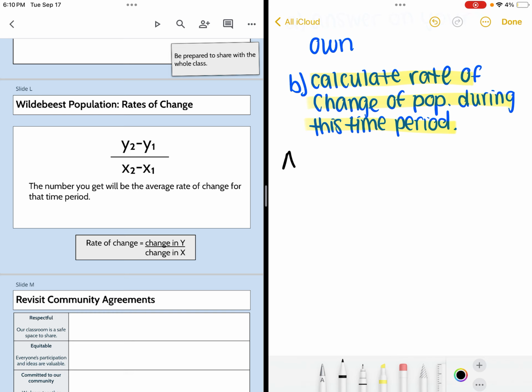We have to calculate the rate of change for wildebeest population during this time period. Rate of change is just delta y over delta x, or in simpler terms, y2 minus y1 over x2 minus x1. You want to make sure that it is our second data point that we're going to be subtracting from.